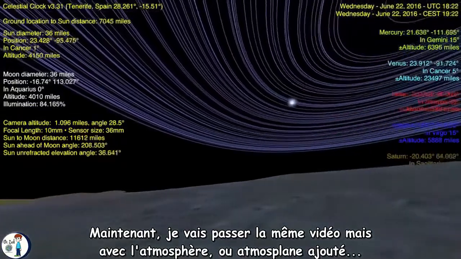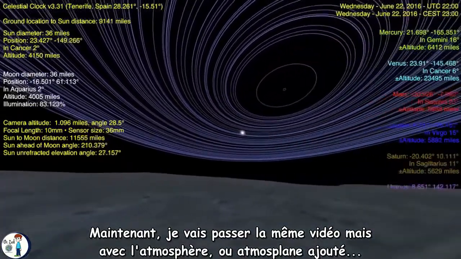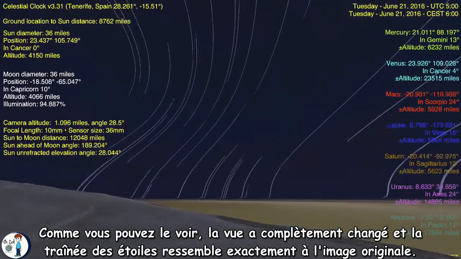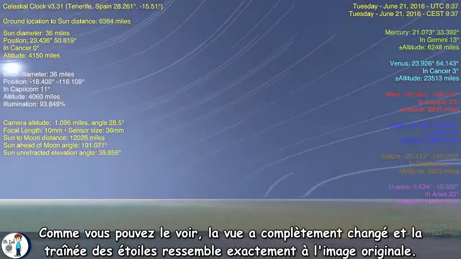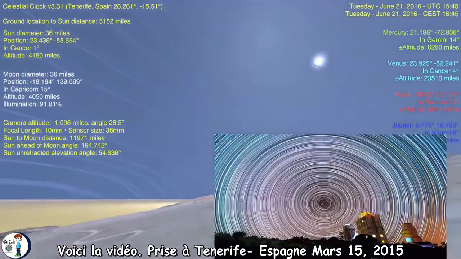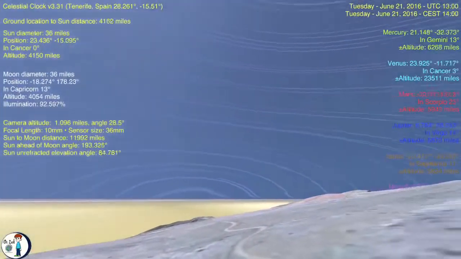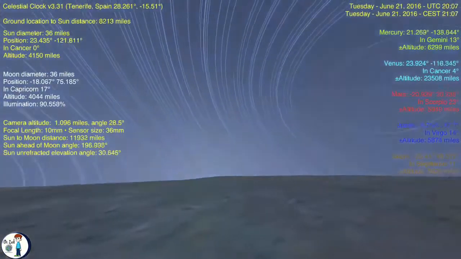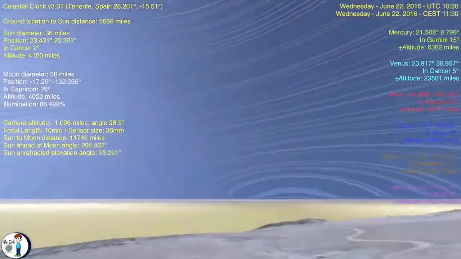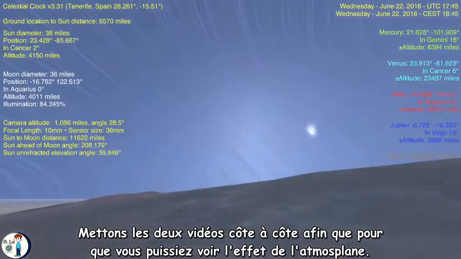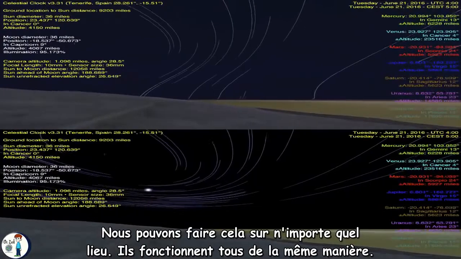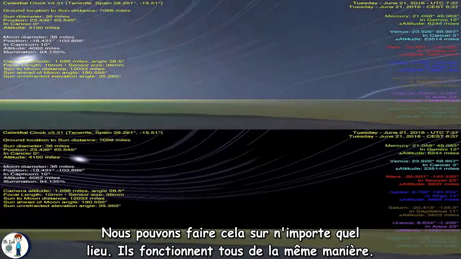Now I am going to play the same video, but with the atmosphere added. As you can see, the video has changed completely and the star trails look exactly like the original picture. Here is the original taken on March 15, 2015. Now let's play the two videos side by side so you can see the effect of the atmosphere. We can do this from any location, they all work the same.